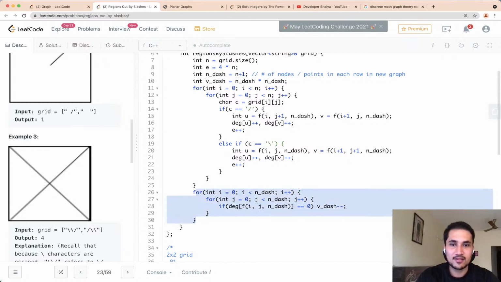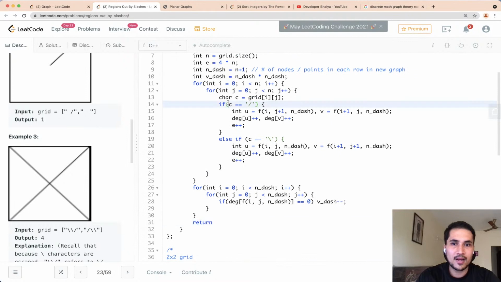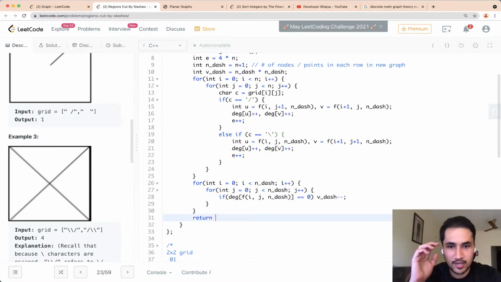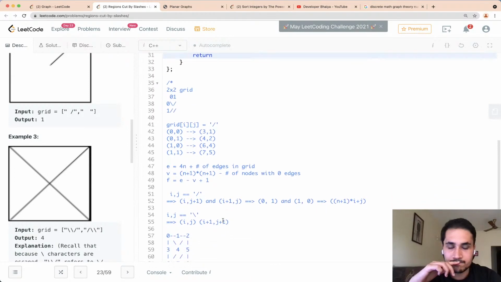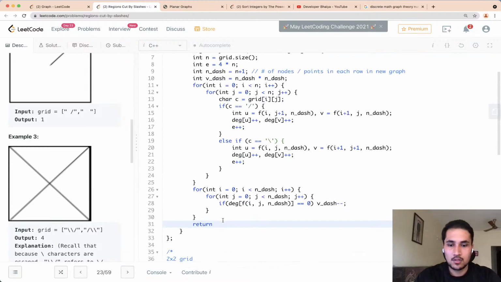And finally, if everything went correct, what will happen? We return... Why is this indentation messed up? I don't know. Are we missing some bracket or something? This is really bad otherwise. I think it's fine. Yeah. So what do we have to return? Let's see. We have to return, where is the formula? E minus V plus 1. So E minus V dash plus 1.